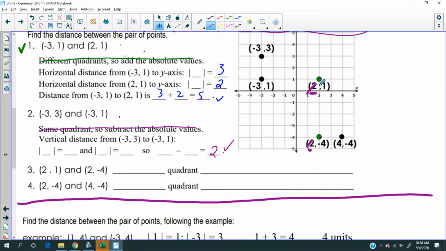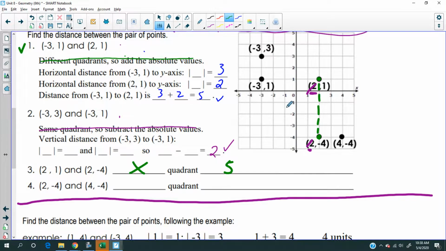Okay, so we'll count. From 0, let me use green. From 1 to 0 here, that's 1, right? And then from 0 to negative 4 is another 4. So 1, 2, 3, 4. So what's the total distance? 1, 2, 3, 4, 5. You don't need to fill all this out. Okay, don't.